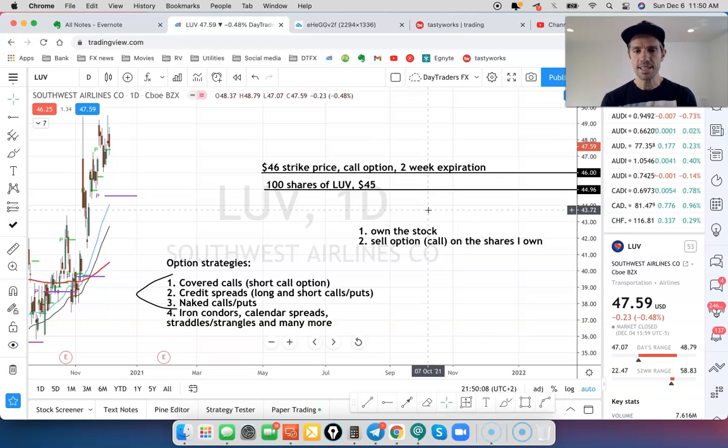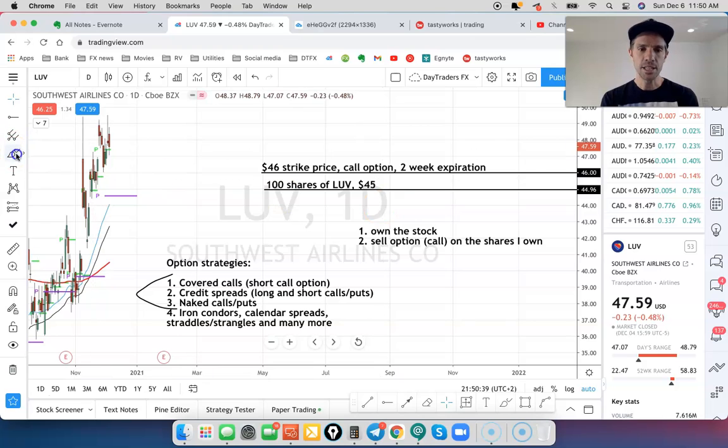So the benefit to this is, if a stock is moving slowly, what might happen is when I sell this $46 strike, maybe I make $100, right? Selling this $46 strike. So if the stock ends up above $46, I make $100 on the stock because I bought it at $45 and I'm getting out at $46. Plus, I was able to sell this $46 option for $100. So I get $100 in option profit and $100 in stock profit. I'm out with $200.